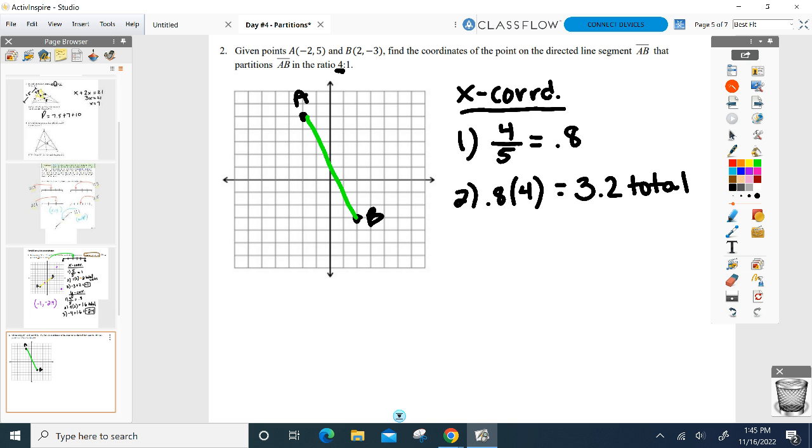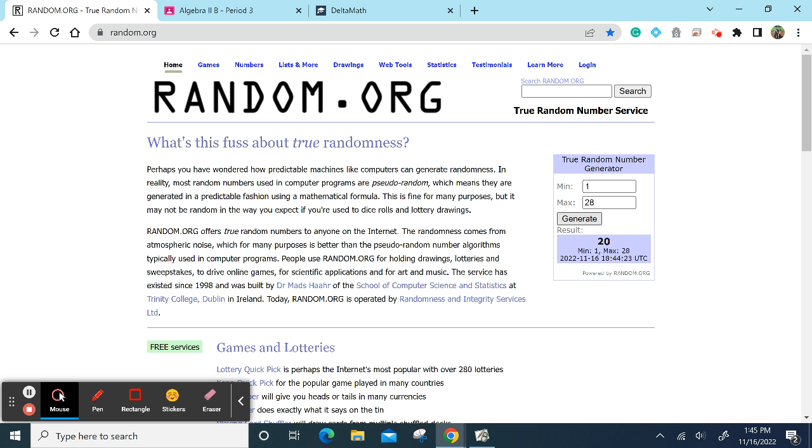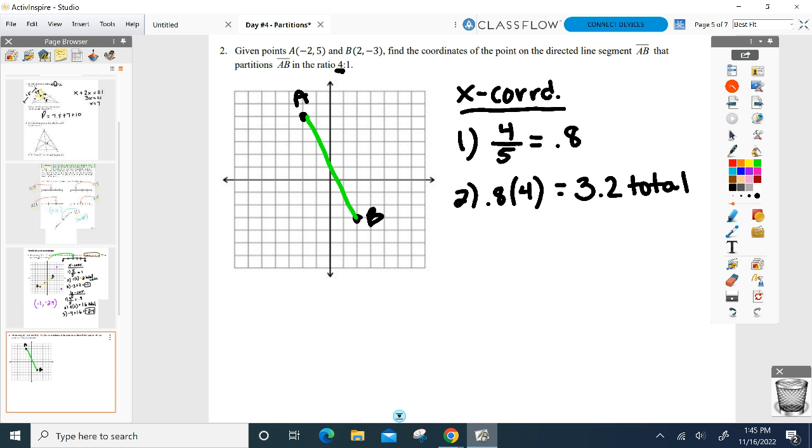You have to go 3.2 units from what starting x coordinate? From -2. We're doing the x coordinate. From -2, I go 3.2 to the right, and I end up at 1.2. We are right here, because it might get a little tricky for the y coordinate.